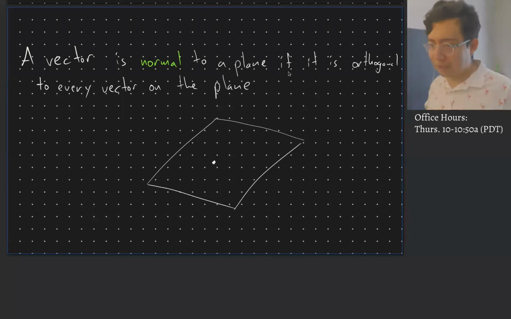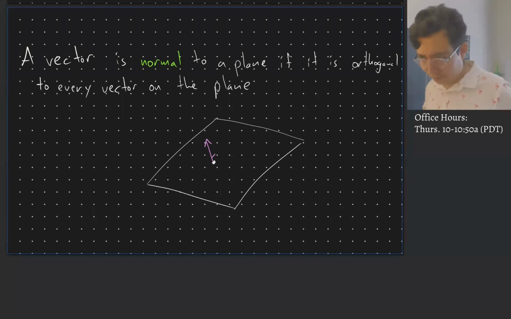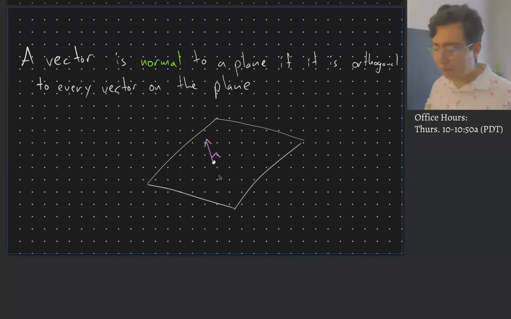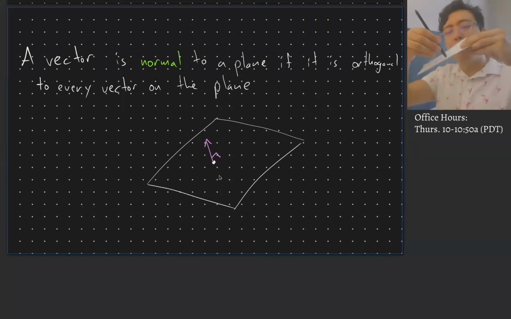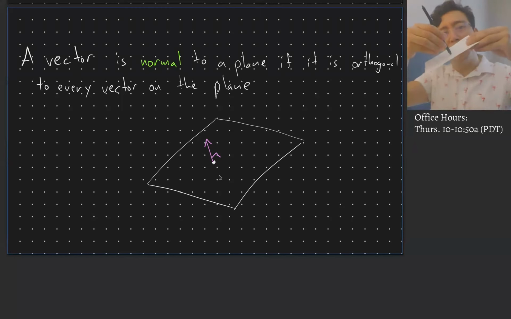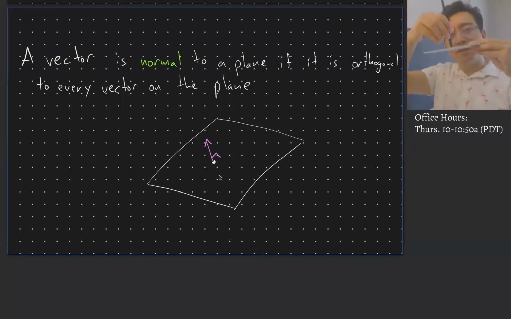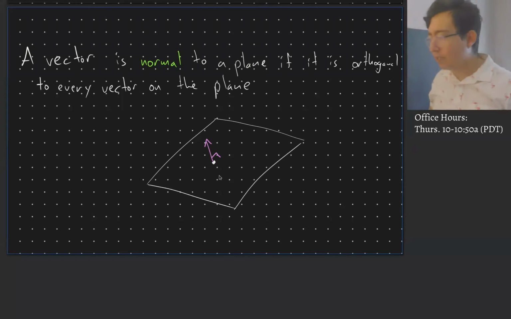So it's orthogonal to every vector on the plane. Basically, if this here is a plane, then this here is your normal vector. It's perpendicular to the plane. In 3 dimensions, if you imagine you have a piece of paper in 3-dimensional space, there's only one direction that's perpendicular to this piece of paper, right? You imagine you have some surface in 3 dimensions. There's only one direction that's perfectly perpendicular. And that's what we call a normal vector.